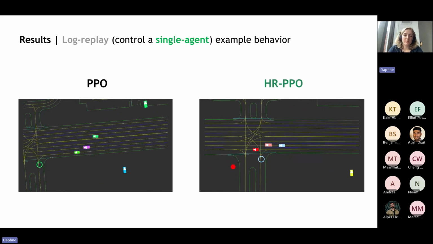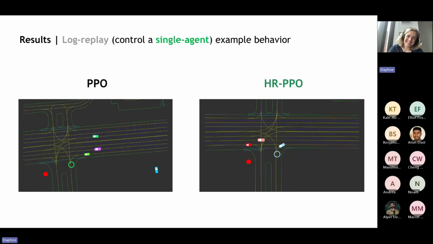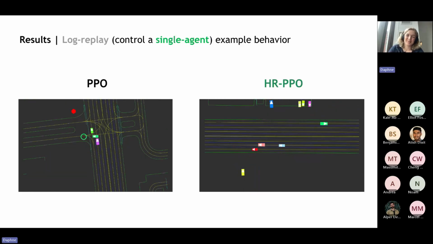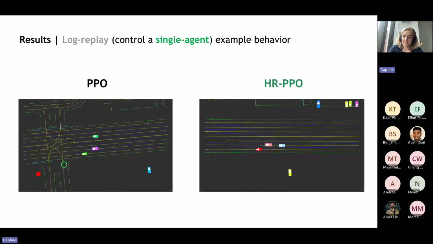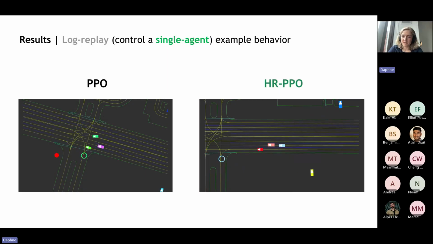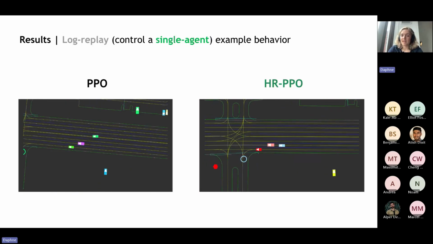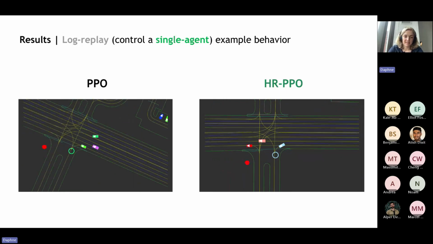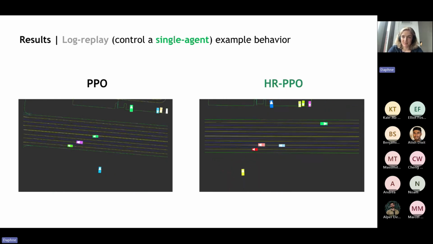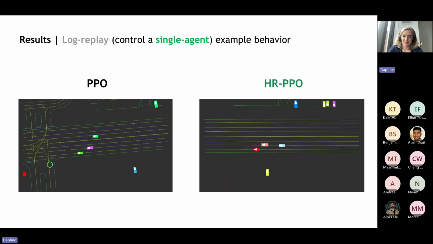For example, and I have a slide about this in the future work section, maybe we want a policy that's a bit more aggressive, or maybe we want a human-like policy that drives like a tipsy driver or something, because we want our AV to be able to respond to those kinds of agents.